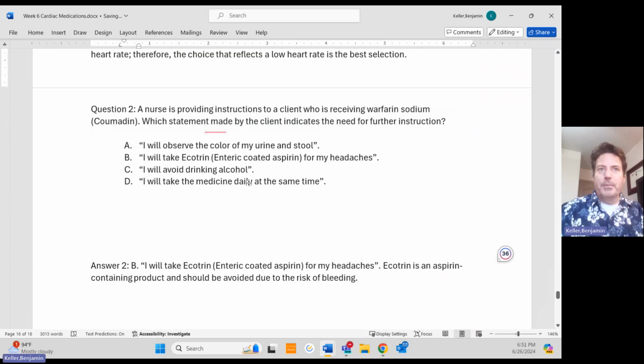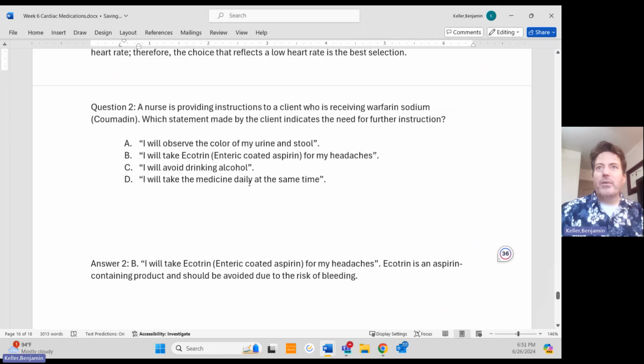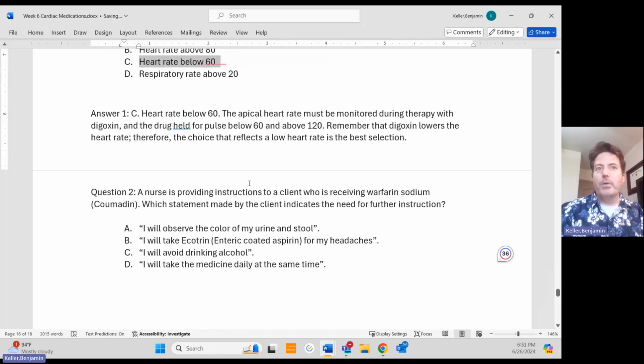So question number 2. A nurse is providing instructions for a client who's receiving warfarin sodium, which is warfarin, Coumadin. Which statement made by the client indicates a need for further instruction? When you see these questions, need for further instruction, that means that whatever they're doing is bad. So they need some correction. Which of these statements by a client means that they need to have some correction?